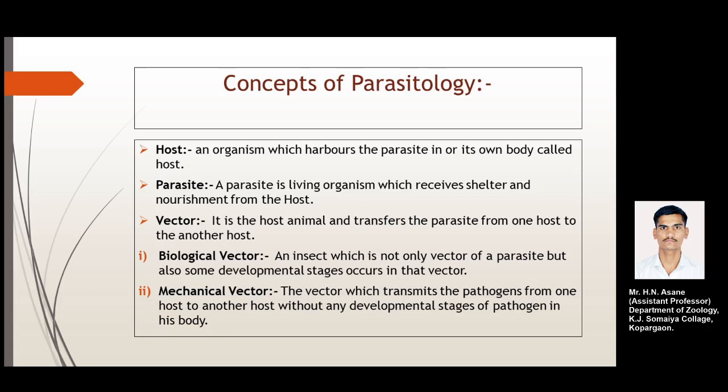So the next term is parasite. A parasite is a living organism, which may be an animal or a plant, which receives nourishment and shelter partly or wholly from another organism. That means a parasite receives shelter and nourishment from the host. Thus the parasite is metabolically dependent on the host and derives the benefit from the host. Therefore, parasites live at the cost of their host.